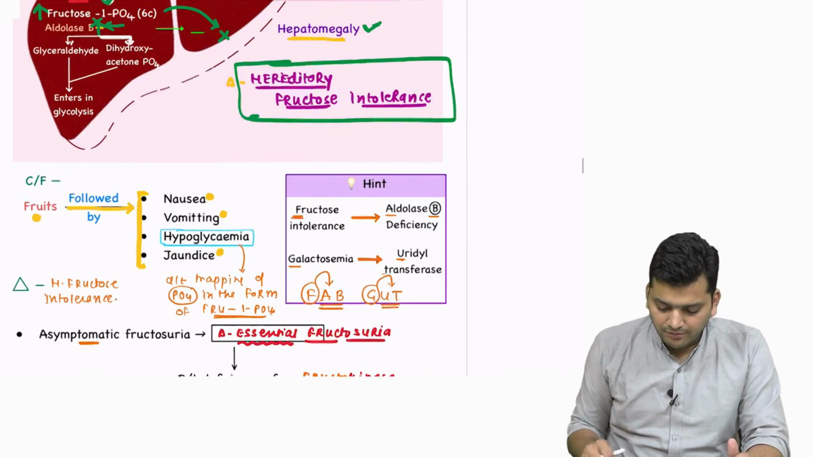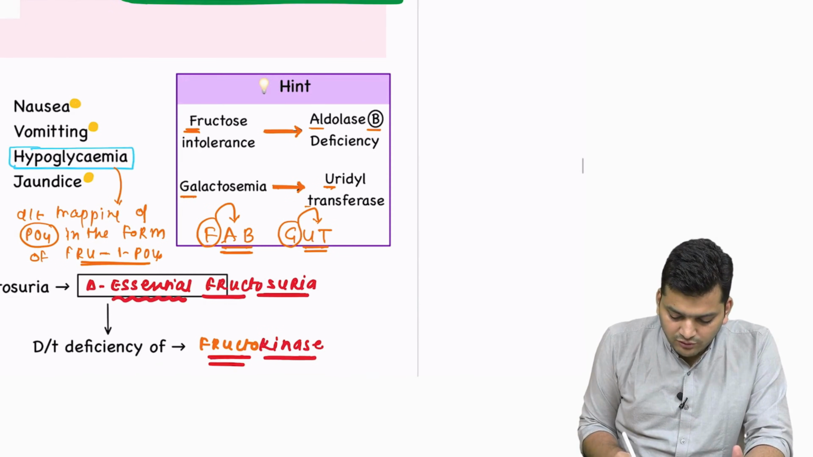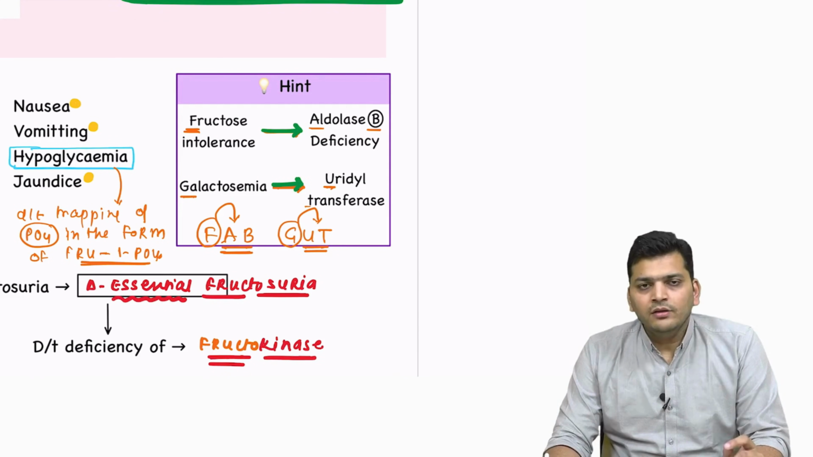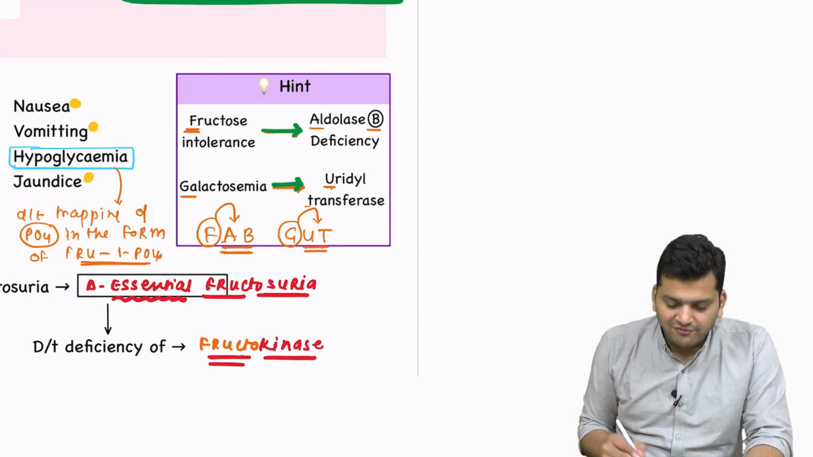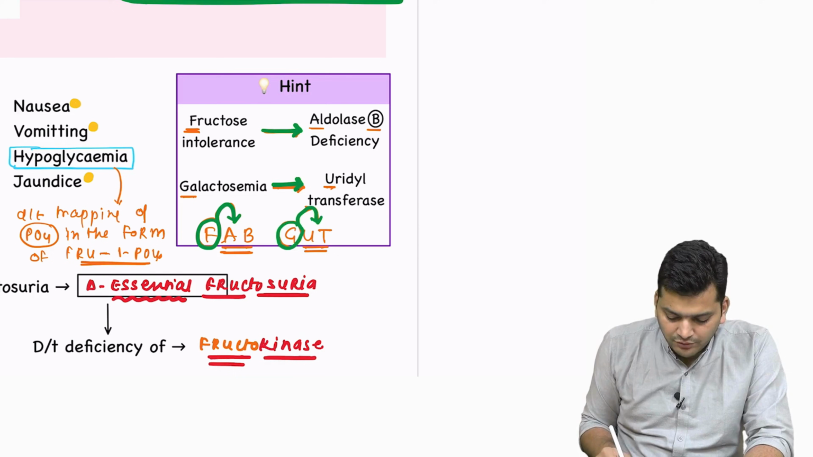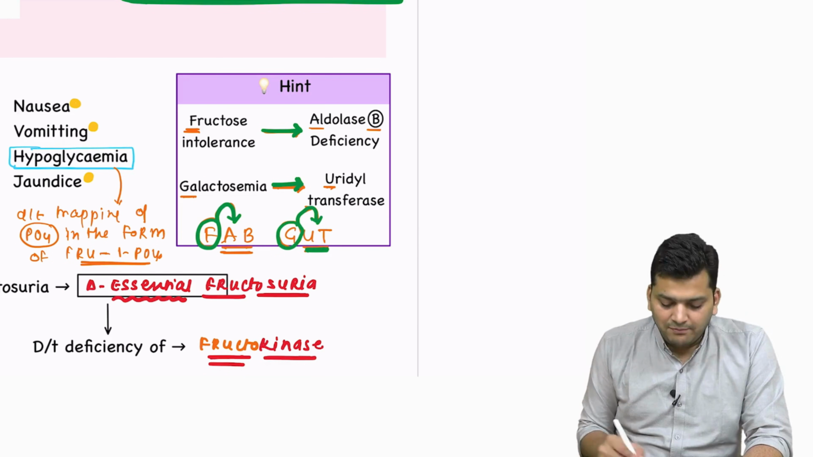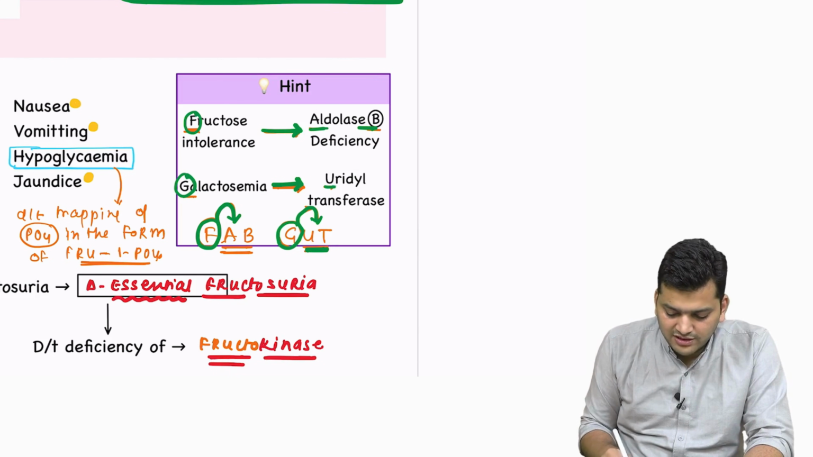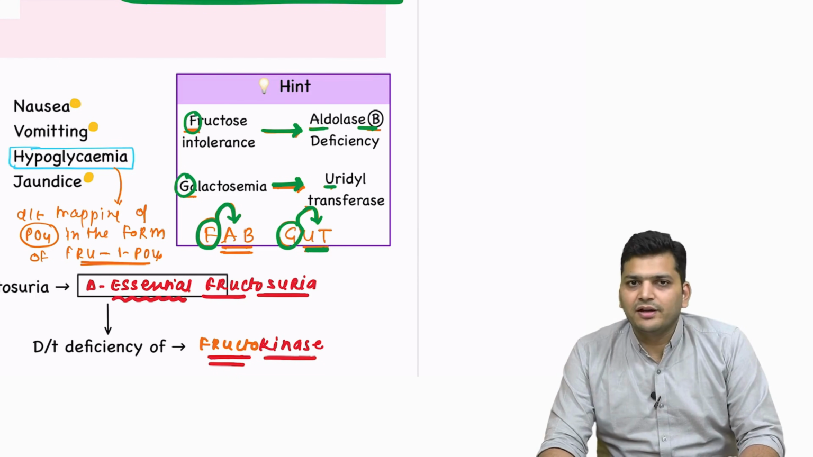How we are going to remember? See here. The fructose intolerance is due to deficiency of aldolase B. Galactosemia is due to deficiency of uridyl transferase. So we have one mnemonic, FAB GUT. Fructose intolerance is due to deficiency of aldolase B. Galactosemia is due to deficiency of uridyl transferase. This is how we can remember it.